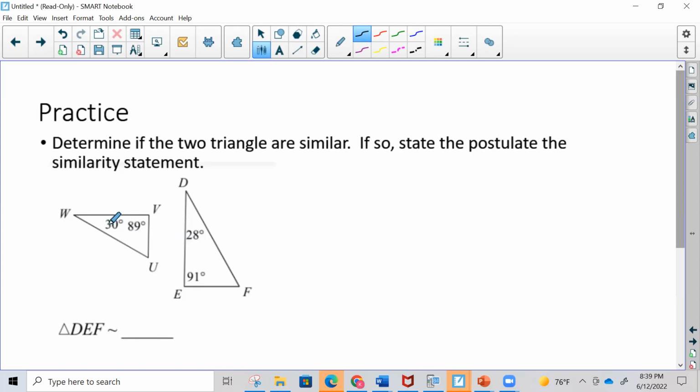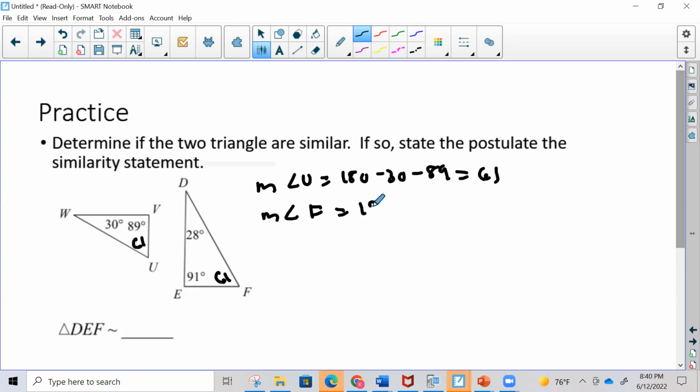So if we look at this, okay, we have 30, 89. We should probably find the third angle. So we can do 180 minus 30 minus 89, and we get 61. Okay, and we can do that here. So 180 minus 91 minus 28 and get 61. So again, to find angle U, I did 180 minus 30 minus 89, and I got 61. To find angle F, and I'll put the M for the measure, I got 180 minus 28 minus 91, and I got 61.